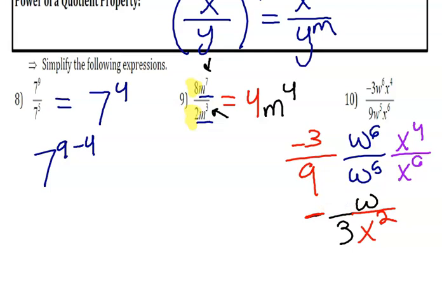I wouldn't really need a 1 as a placeholder. So I'd have negative w over 3x squared. The negative can be on the top or the bottom. It does not matter as long as it's part of the fraction.